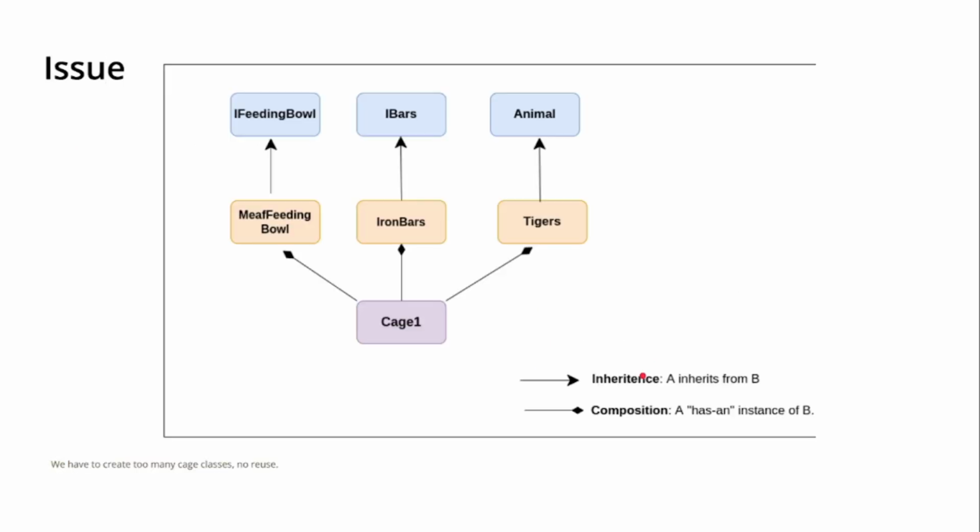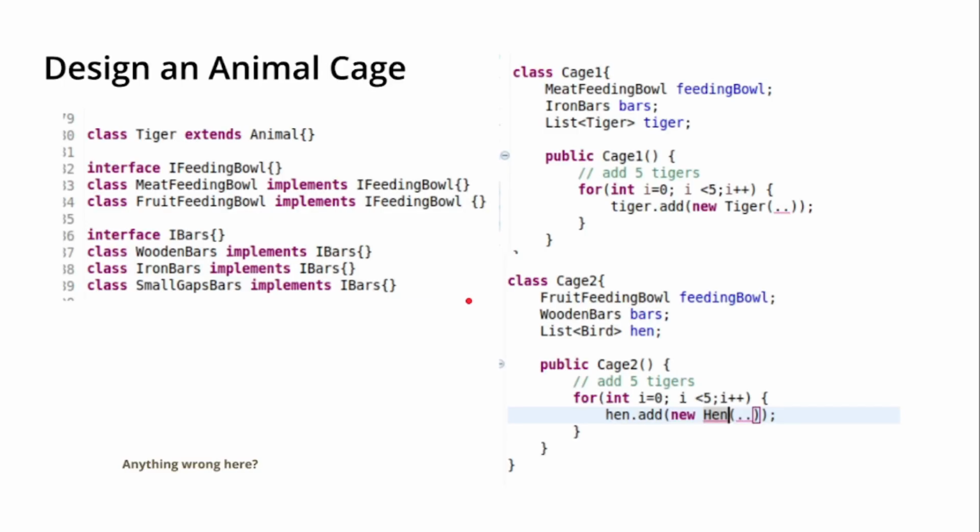What's that? Before understanding the issue, let's just see the diagram first. In blue we have the abstractions: I feeding bowl, I bars, and animals. These are the implementations. Meat feeding bowl is inheriting I feeding bowl, this arrow is showing. Iron bars is implementing I bars, and tigers is implementing or extending animals. And cage1 is a composition of meat feeding bowl, iron bars, and tigers. Composition, that is, it has a relationship. The cage1 has meat feeding bowl, iron bars, and a list of tigers.